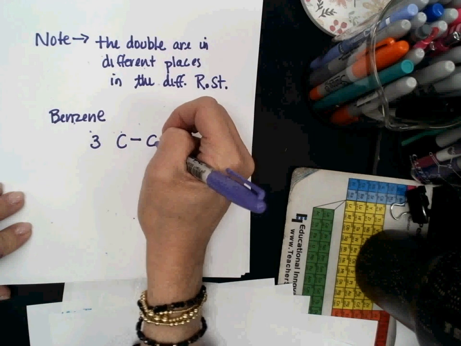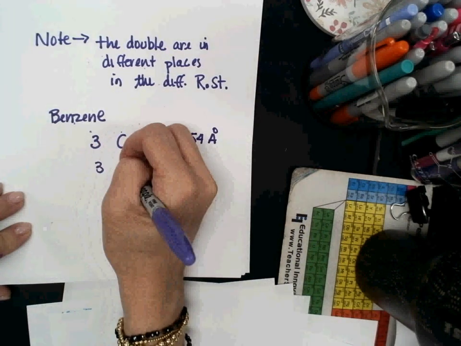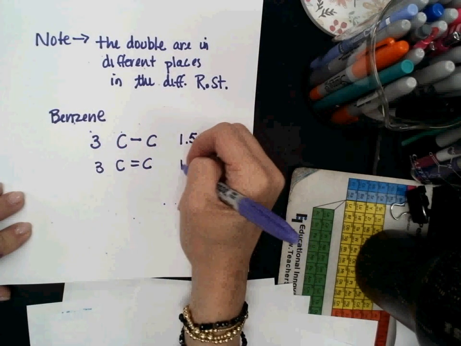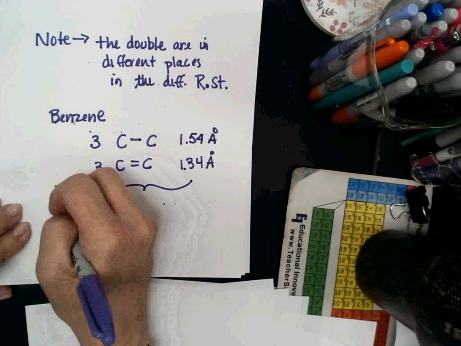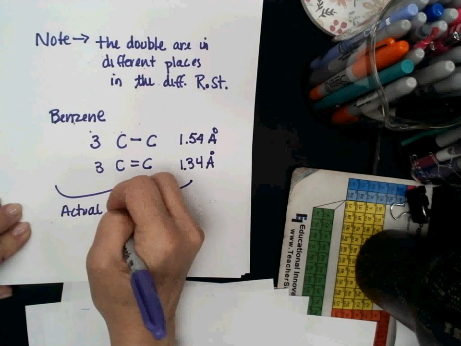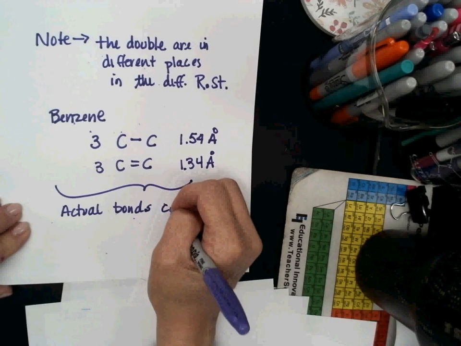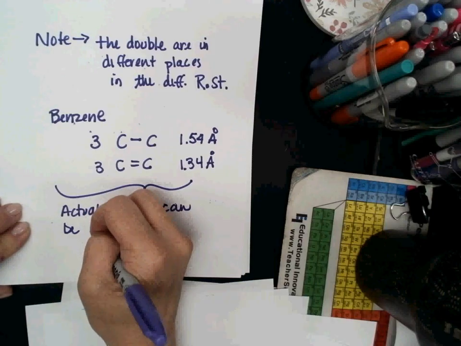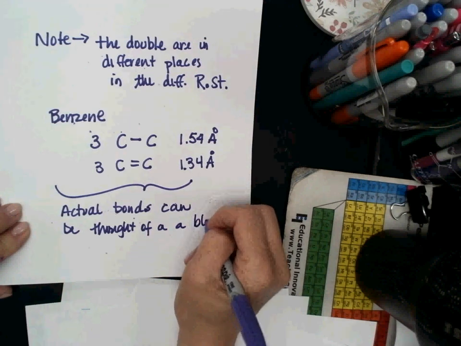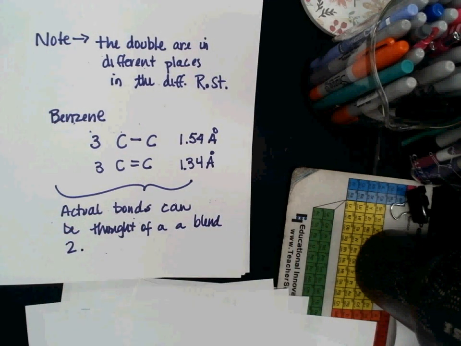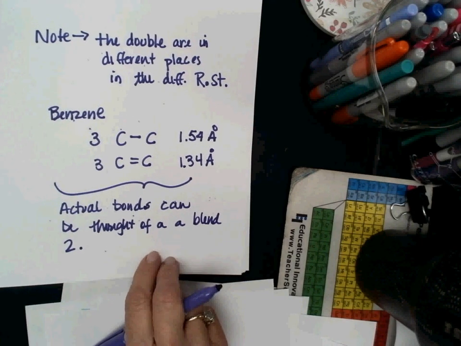When we look at benzene, my 3 carbon to carbon single bonds have a bond length of 1.54 angstroms. And my 3 double bonded carbons have a bond length of, it works out to be about 1.34 angstroms. So the actual benzene can be thought of as a blend of the two, just like I talked about with ozone.